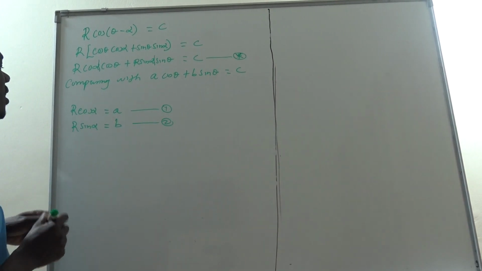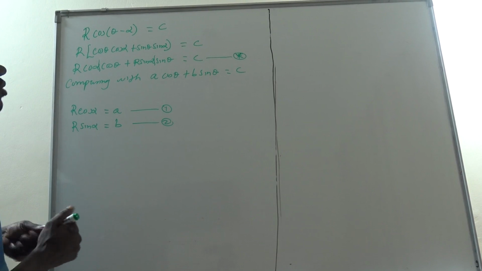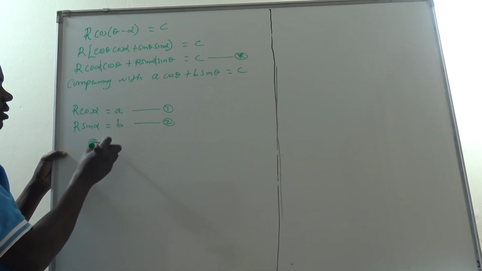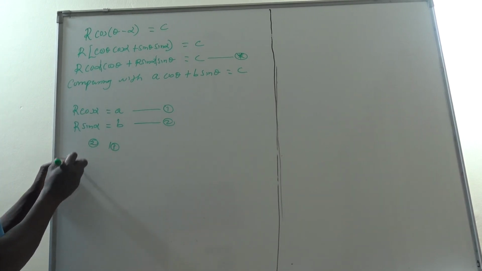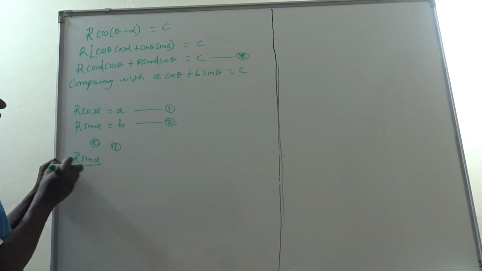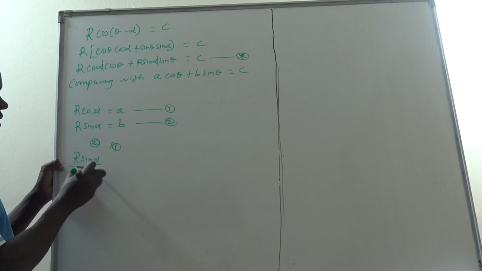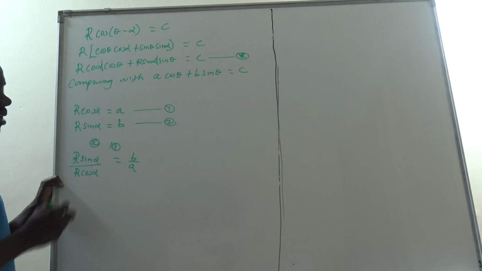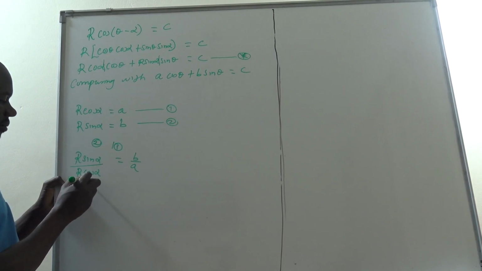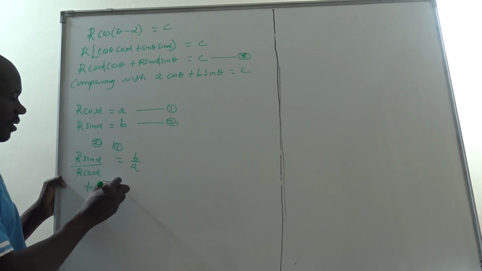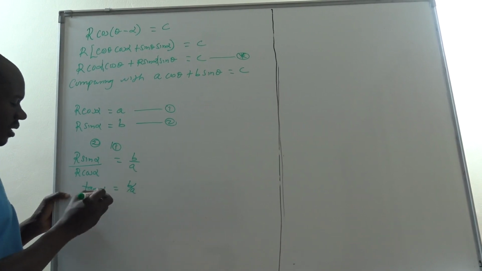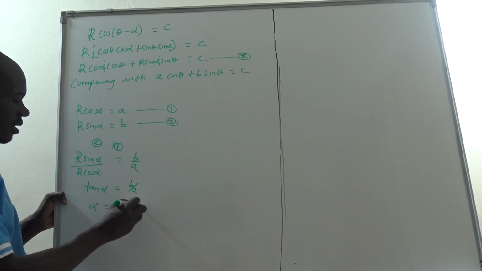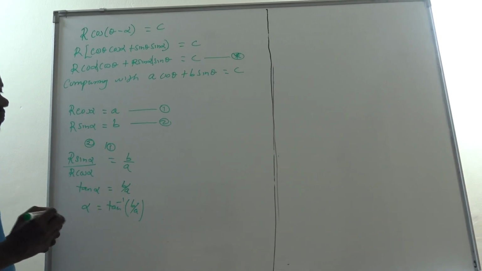So how can we get the value of r and the value of alpha? That is our interest. We can say equation 2 divided by 1. When we divide, we have r sin alpha over r cos alpha equals b over a. The r cancels, and sin alpha divided by cos alpha gives tan alpha equals b over a. What is alpha? Alpha is the same as arctan of b over a.